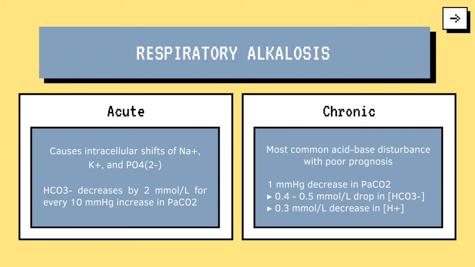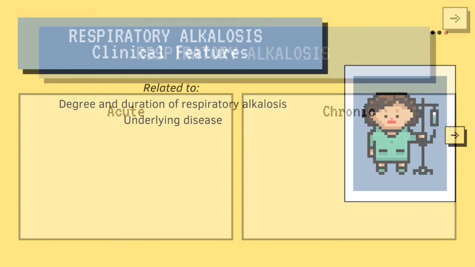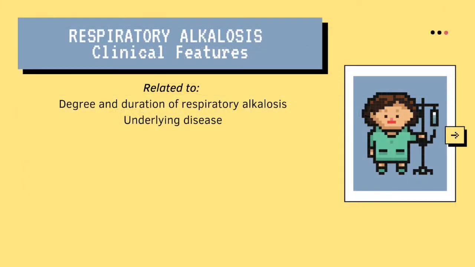Chronic respiratory alkalosis is the most common acid-base disturbance in critically ill patients and has a poor prognosis. A 1 mm mercury decrease in partial carbon dioxide results in a 0.4 to 0.5 millimoles per liter drop in bicarbonate and 0.3 millimoles per liter decrease in hydrogen ion concentration. Features of respiratory alkalosis are related to the degree and duration of the condition and the underlying disease.